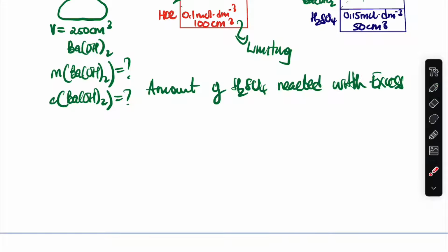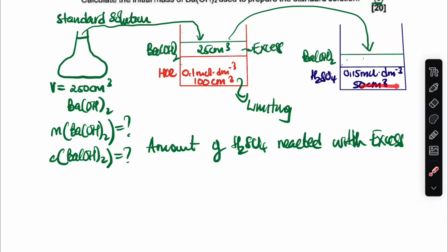So we're going to calculate the number of moles of the sulfuric acid that reacted with the excess. So this is the excess. So this is what remained here. We'll calculate the number of moles of this so that we can get how much was in excess there. So that's what we're going to do.